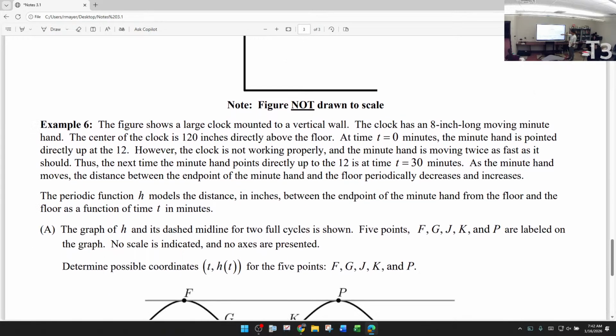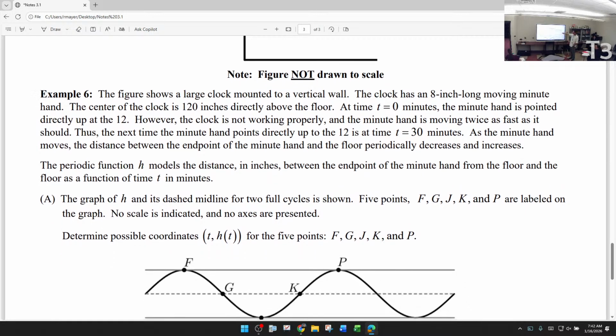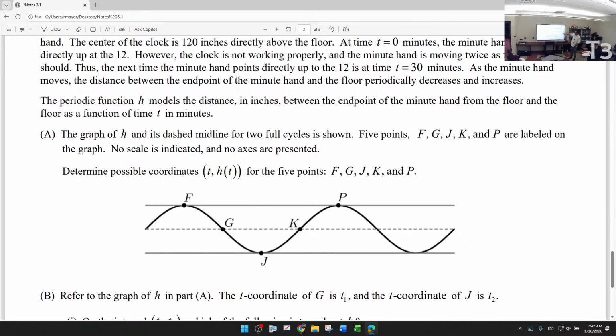As the minute hand moves, the distance between the endpoint and the floor is periodic. The periodic function h models the distance in inches between the endpoint of the minute hand and the floor as a function of time in minutes. The graph of h, with the dashed midline for 2 cycles, is shown.